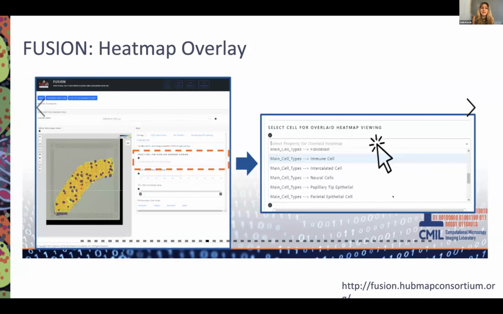There is also a heat map overlay function where you're able to see immune cells and neural cells and epithelial cells to, again, really tailor it to what a particular person may need.